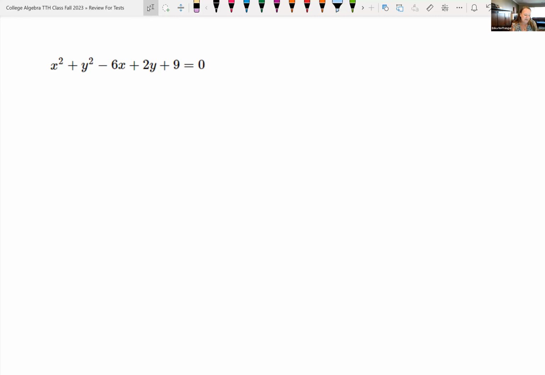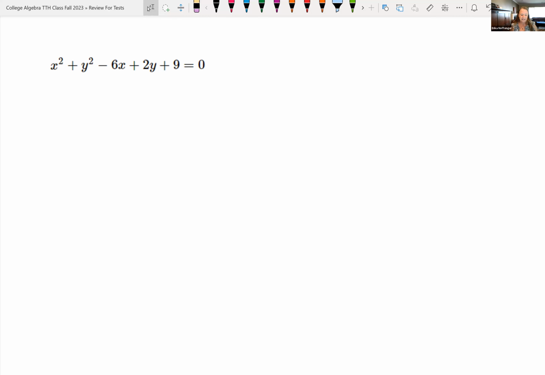So looking at the following, we have x squared plus y squared minus 6x plus 2y plus 9 equals 0. The directions told us that we want to put this circle in standard form. We want to identify what the center is, what the radius is. We want to graph it, and we want to find any intercepts if they exist.